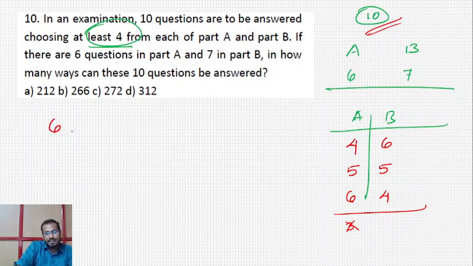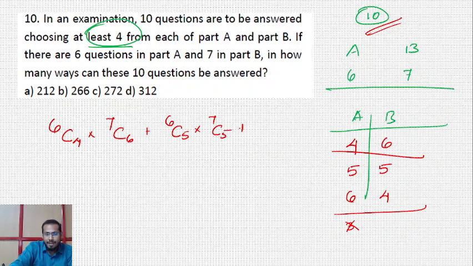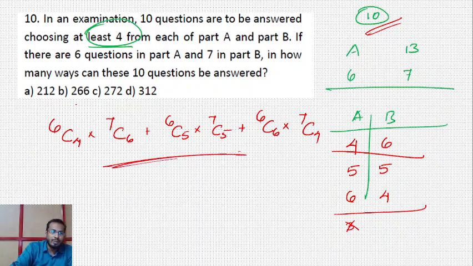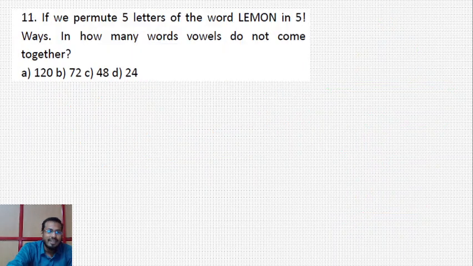So out of 6, I'm going to attend 4, into out of 7, I'm going to attend 6. This is the first combination. Plus out of 6, I'm going to attend 5 questions, and out of 7, I'm going to attend 5. Plus, out of 6, attend all the 6 questions, and out of 7, write 4 questions. So this is the answer. You will get 266 as the correct answer. Do it and check whether you get 266 or not. Okay. Right. Next question.